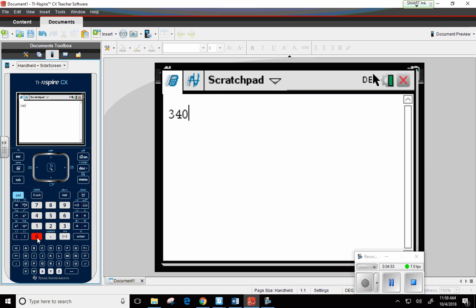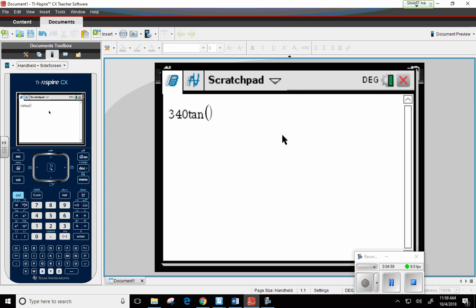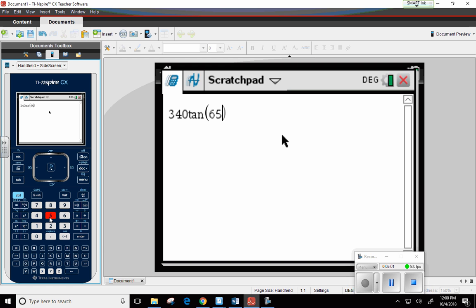My trig button, remember, is over here by 7, right below the blue control. And it was tangent of 65. So about how tall is the building? I'd say about 729 feet. Would you guys agree? Okay. Does anybody want me to work the other one just so you see you're going to get the same answer?